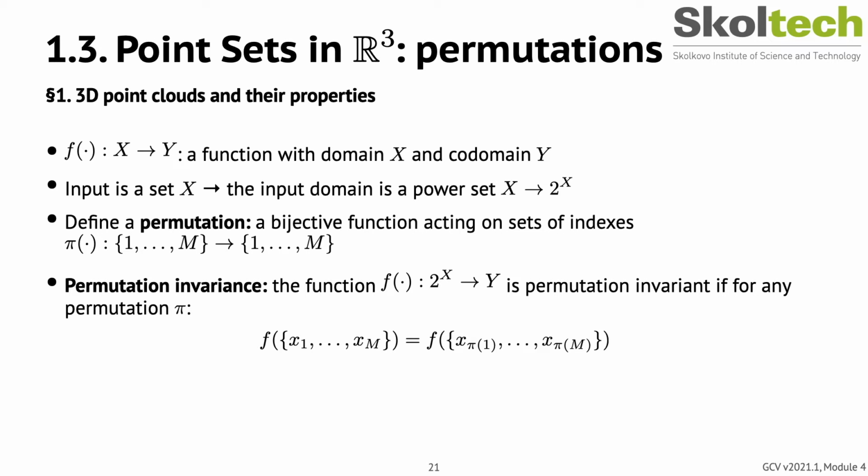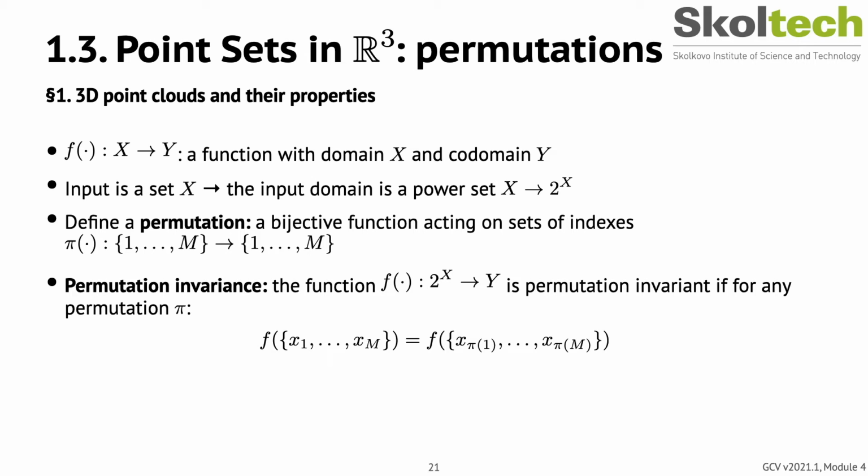Let us consider a function f that maps the domain x to a codomain y. If f is a set function, meaning that its inputs are sets, then the input domain is instead a power set, 2 to the power of x. A permutation is any one-to-one function that reorders elements of the set, for example by permuting natural numbers that index the set's elements. Permutation invariance is a property of a function f to be insensitive to the order of input elements.